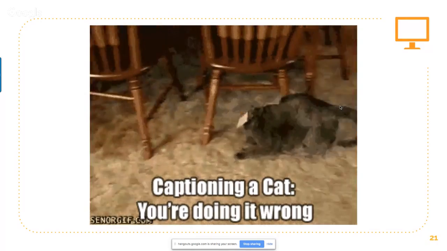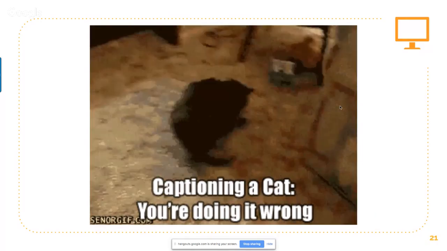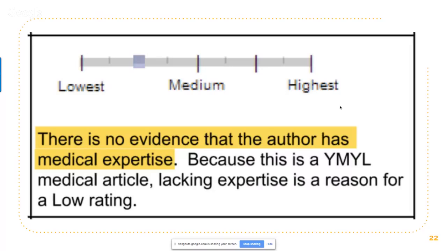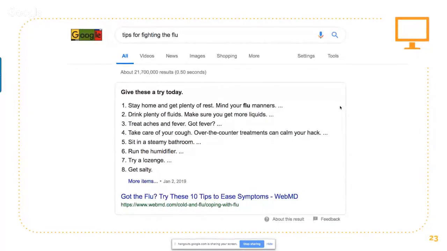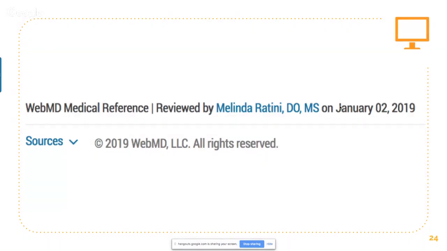So we're going to brainstorm on ways that you can help fight against that. But here's what the Quality Raters guidelines say about this particular article: that there's no evidence that the author has medical expertise, and it's a reason for a low rating. So I actually did a Google search for the title of that article, which was Tips for Fighting the Flu. And you can see that the number one, I believe this site had the organic ranking as well as the featured snippet, was WebMD. So let's look at WebMD and see how that article is.